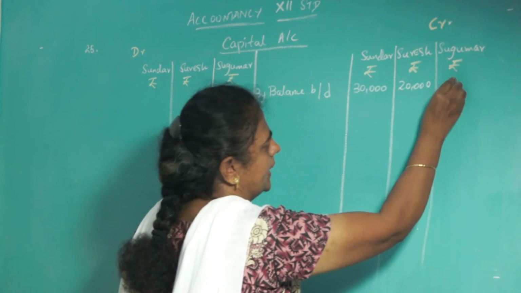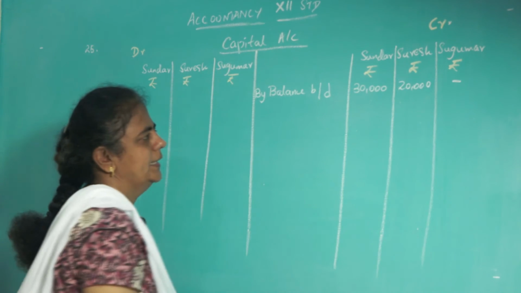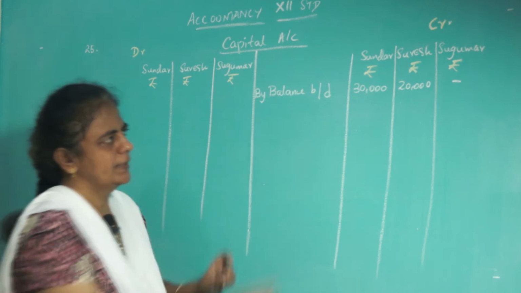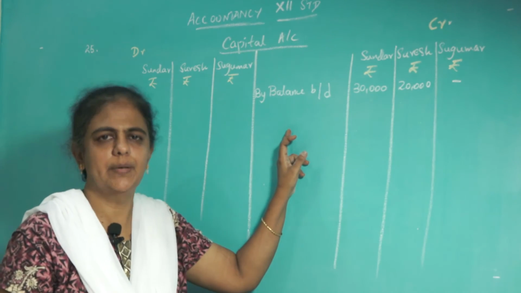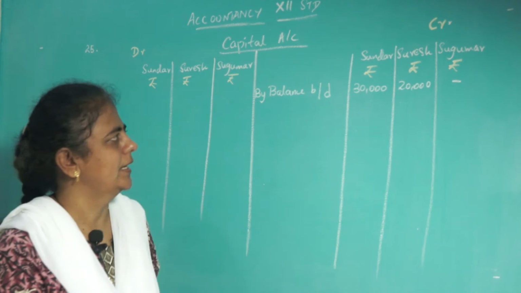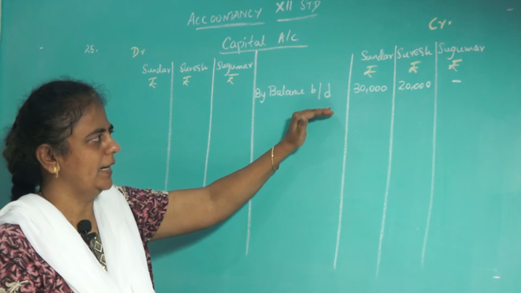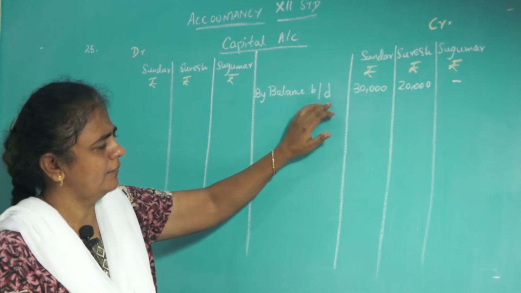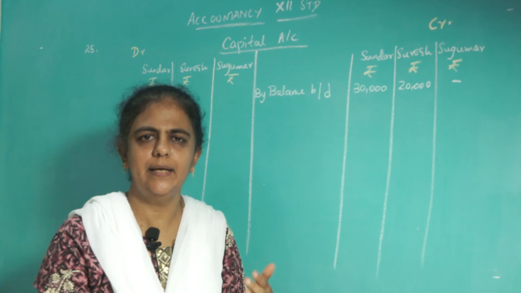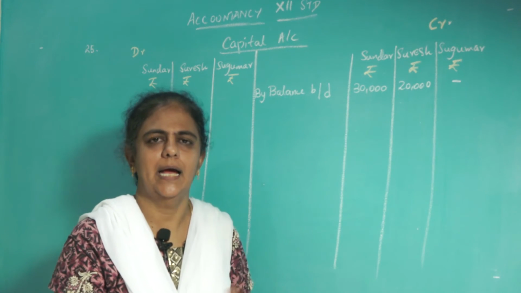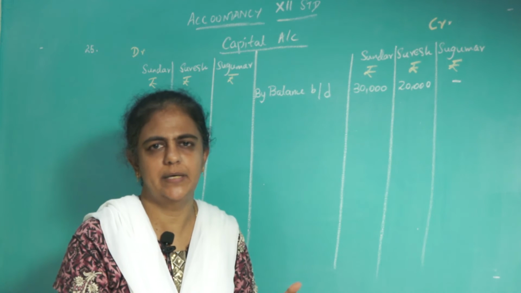So 30,000, 20,000, and a dash for Sukumar. Then what is the money brought in by the new partner, that is Sukumar, the capital brought in by the new partner. You see the first adjustment. After bringing down the balance, see the balance sheet, whether there is any reserve or any fund, as well as on the asset side whether there is any P&L.